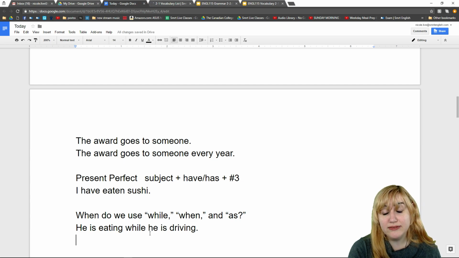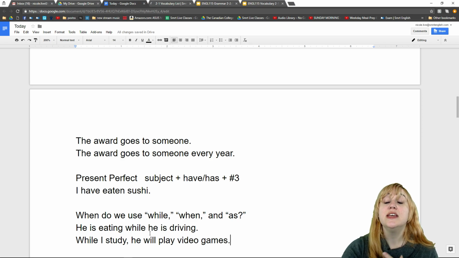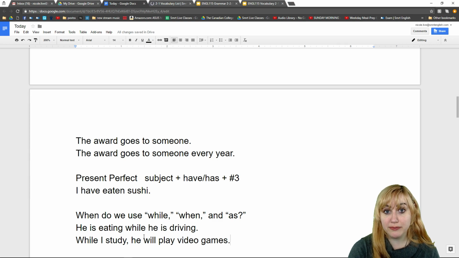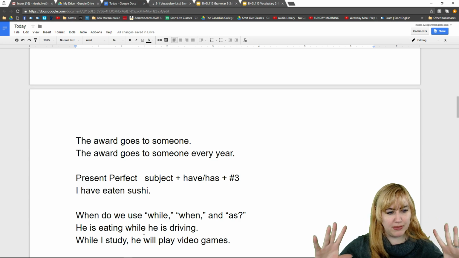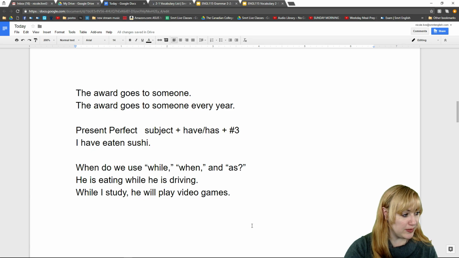We can also use it with present simple. While I study, he will play video games. So it's possible to use these words with both present simple and present continuous, but they have slightly different meanings. So hopefully we'll have time to talk about that much more at the very end of the lesson, but very good question.